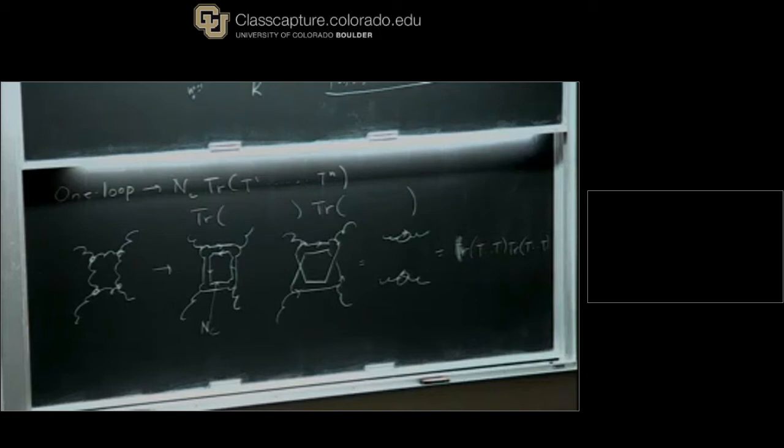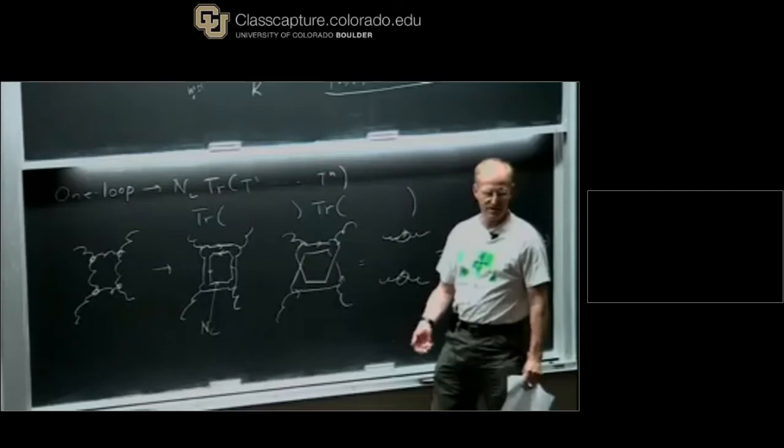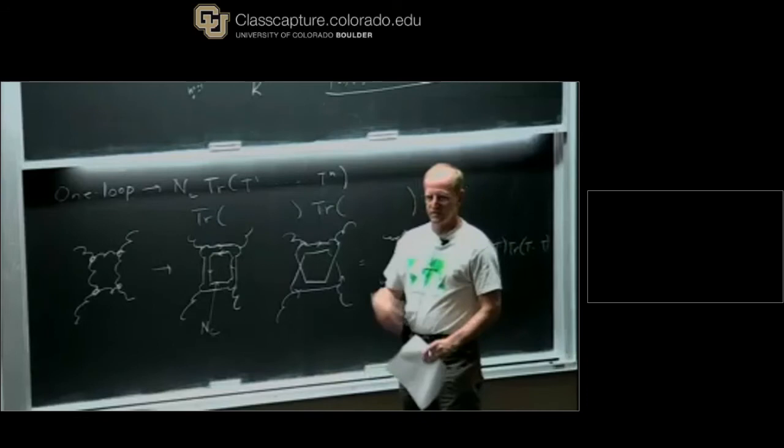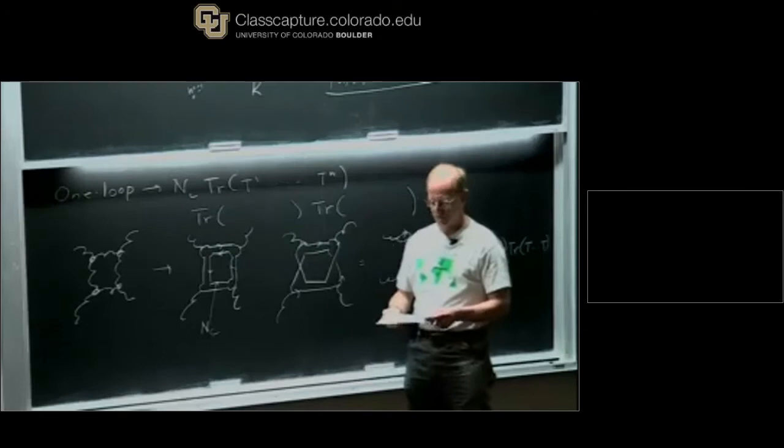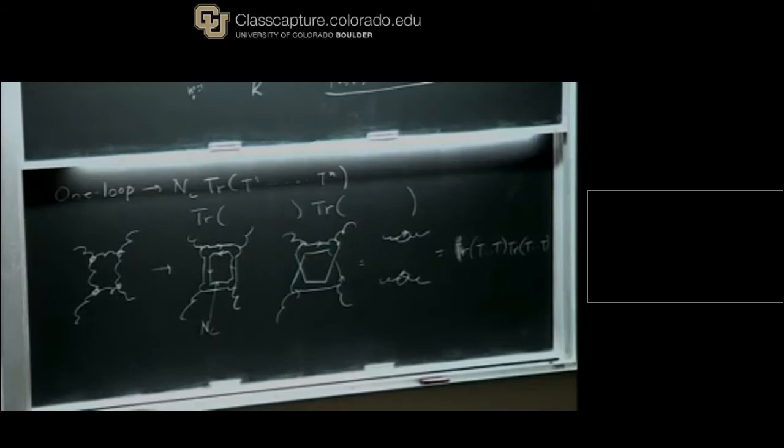Why double trace? Because there are just two lines going around the loop. You can't find any more lines than that in the case with just adjoints going around the loop. If you go to two loops, you can get triple traces and so on. Okay, good. That's one way of doing color.